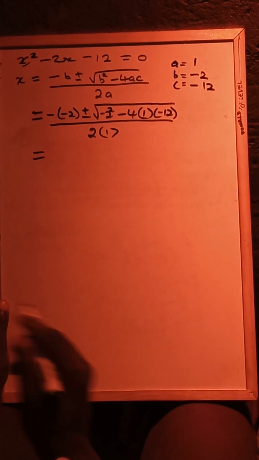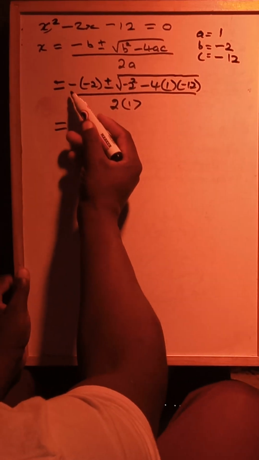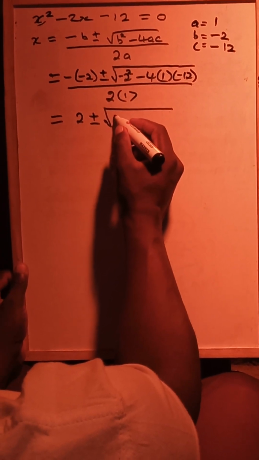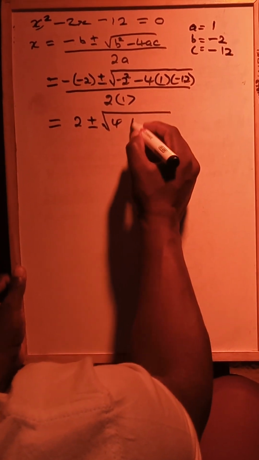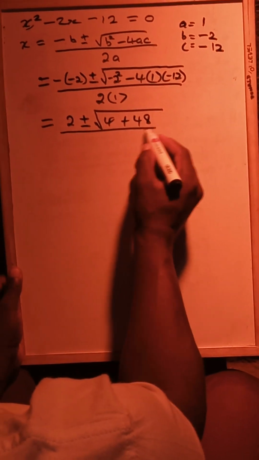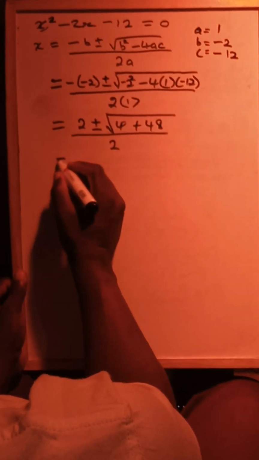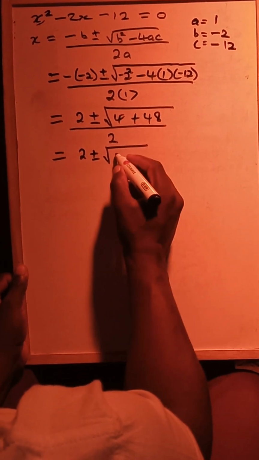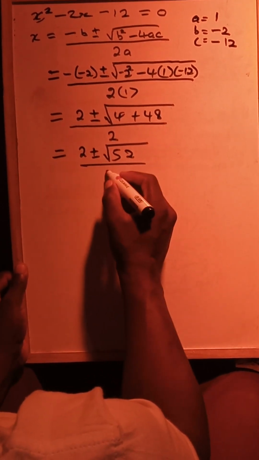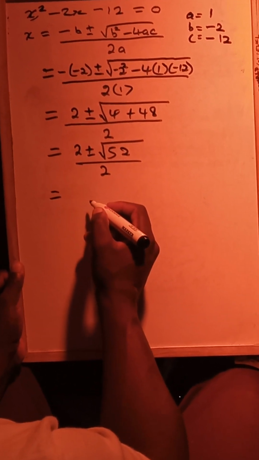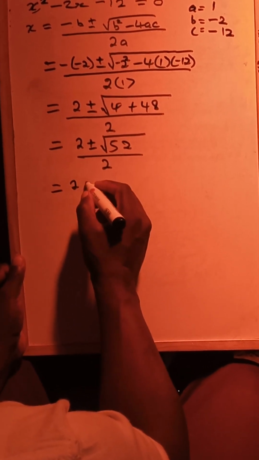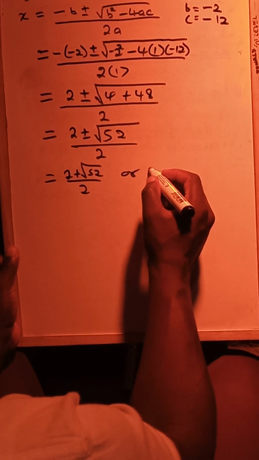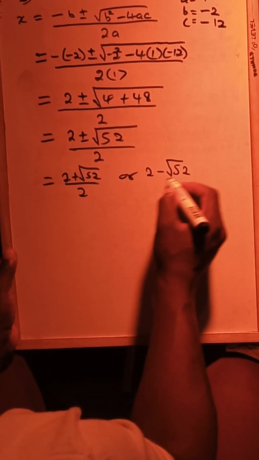Alright, now let us remove the brackets. Negative times negative, we get a positive 2, plus or minus the square root of minus 2 squared is a positive 4. Negative 4 times negative 12 is a positive 48, all over 2. Now 2 plus or minus the square root of 4 plus 48 is 52, all over 2. Let us separate the plus or minus. I start with the positive: 2 plus the square root of 52 over 2, or 2 minus the square root of 52 over 2.